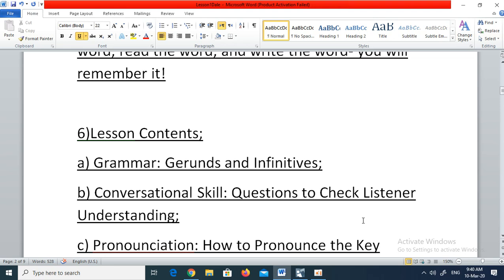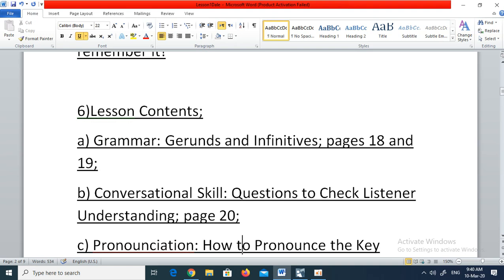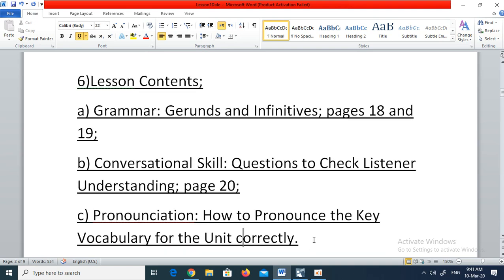We are doing gerunds and infinitives, which are on pages 18 and 19. We are doing a conversational skill, which is questions to check listener understanding. That is on page 20. And the third component of the lesson today is pronunciation, which is on the last page of the unit, and that is page 21. I will be covering those three sections with you today.